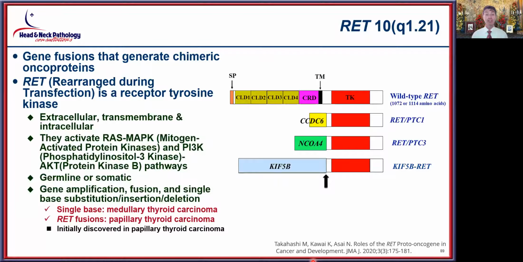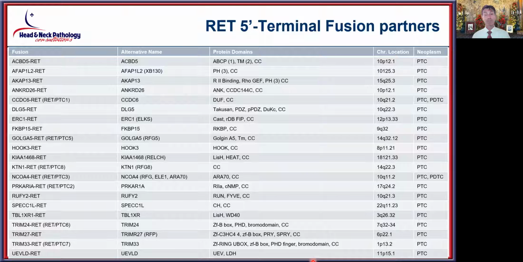There are a variety of different translocation partners that can be seen. It is an extracellular, transmembrane, and intracellular protein that activates the RAS MAP kinase pathway. Interestingly, the RET fusions were actually originally discovered in papillary thyroid carcinoma, so this is why it has remained near and dear to our hearts.